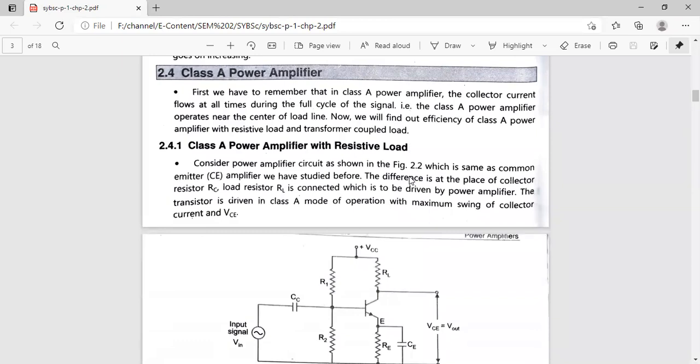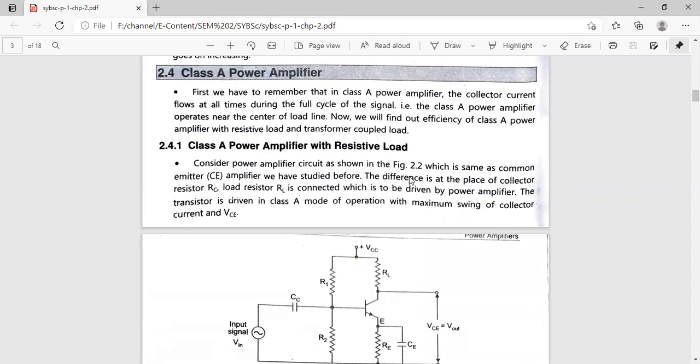First we have to remember that in class A power amplifier, the collector current flows during the full cycle of the signal. We know in class A amplifier, the position of operating point Q is at the middle of the load line. What does that indicate? It indicates your transistor is going to remain on for the entire input signal. Correct. So your collector current is going to flow for all the time of your input signal. That is, the class A amplifier operates near the center of the load line.